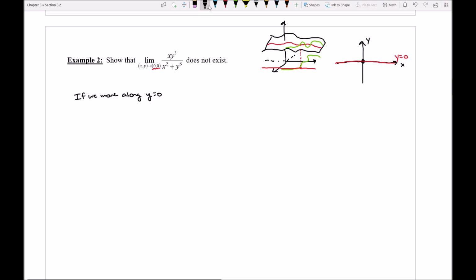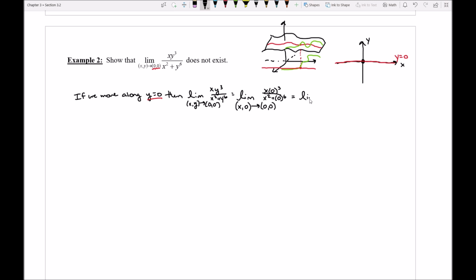I'll state here that if we move along y equals 0, which again is my red path, then I can start to see what's going to happen to my limit. My limit here, which is approaching 0, 0, of x y to the third over x squared plus y to the sixth. That's going to simplify a little bit, because if y is always going to be 0 on this entire path, then I can really just replace all y's with zeros. And that's going to allow me to simplify what I'm taking the limit of. So it'd be x squared plus 0 to the sixth.